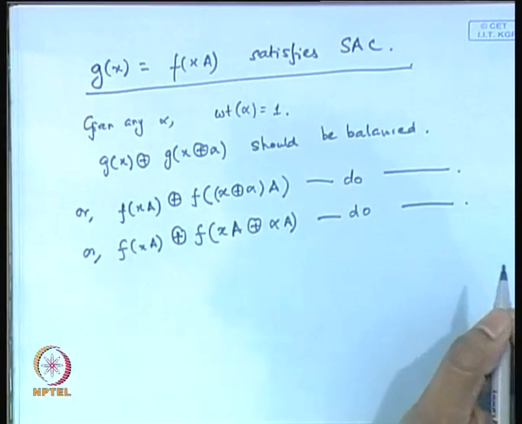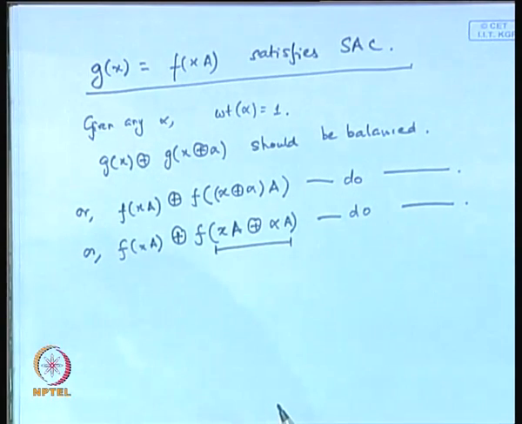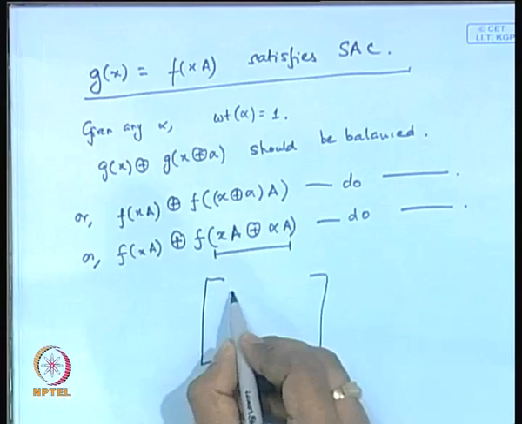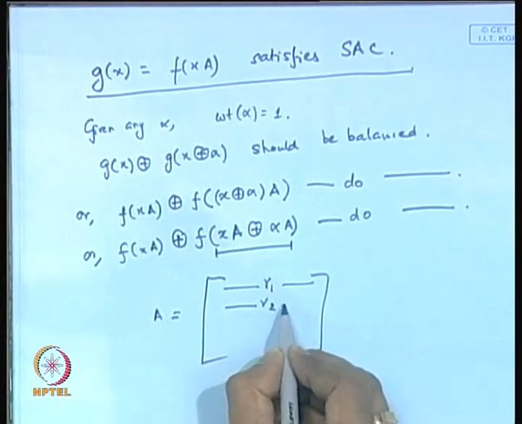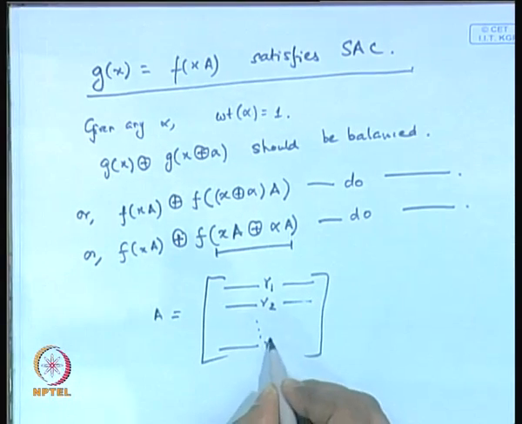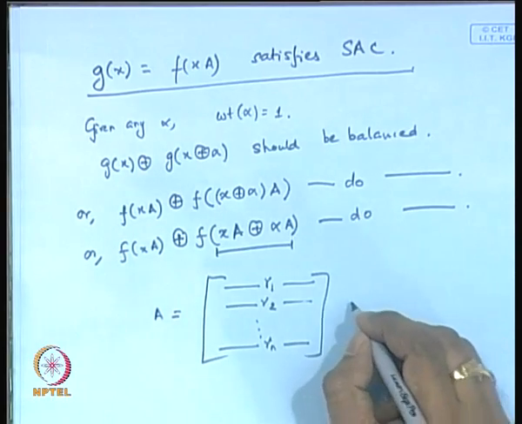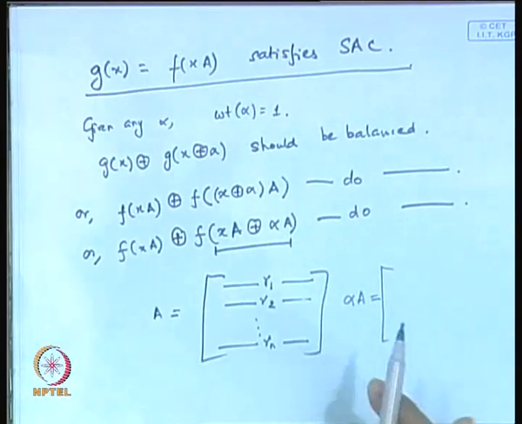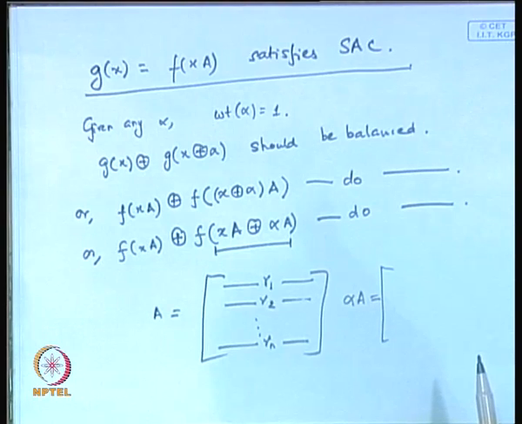Okay, and what is the property that you have? First of all, what is this xA XORed with alphaA? What is alphaA? Given any matrix A, suppose A has got various rows like gamma 1, gamma 2, and similarly some gamma n. So what does alphaA represent? Remember that alpha has got a weight of only 1. What does alphaA mean?